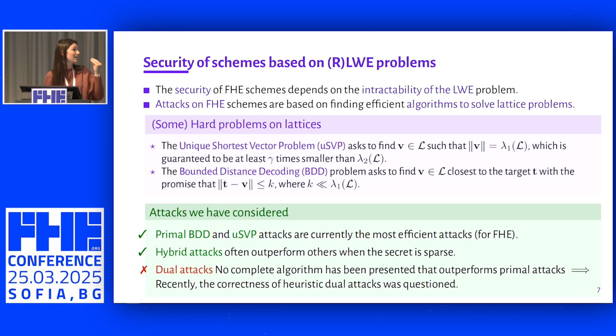The kinds of attacks we consider in our paper and in our tool are the primal BDD and uSVP attacks, because at the end of the day they are the most efficient ones. We also decided to add the hybrid attacks because they often outperform the others, especially when the secret is sparse. And BGV-like schemes generally use a sparse secret when there is bootstrapping. And finally, we decided not to consider the dual attacks because right now they do not outperform the other ones.